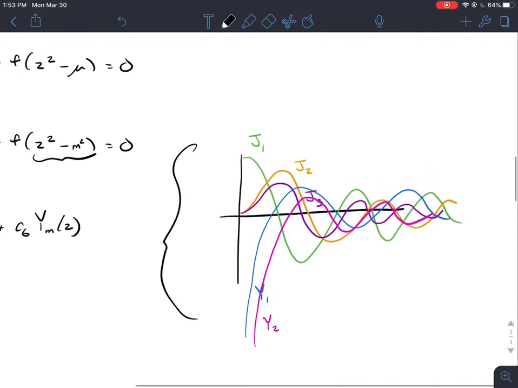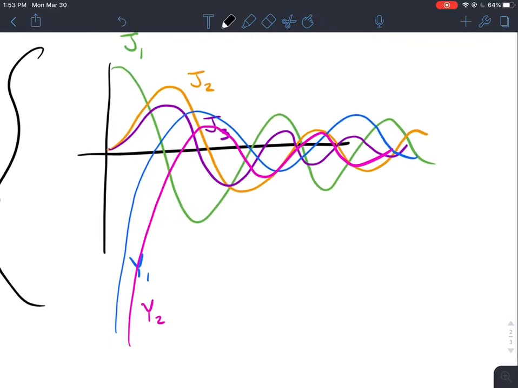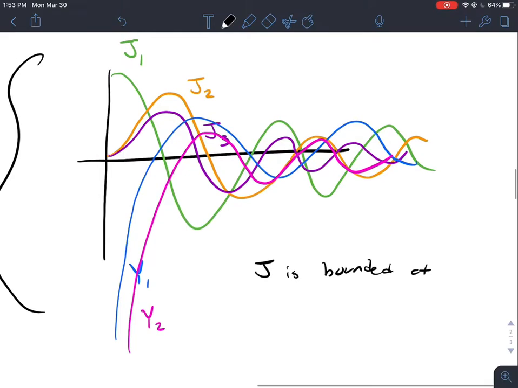Now, I'm drawing a bunch of stuff right now, and it's kind of looking a little convoluted, but the big point of emphasis here is that J is bounded at x equals 0. Y is unbounded at x equals 0. Another way of saying this is that the J Bessel function behaves at x equals 0, whereas the Y function does not behave at x equals 0 and rather explodes as x approaches 0.